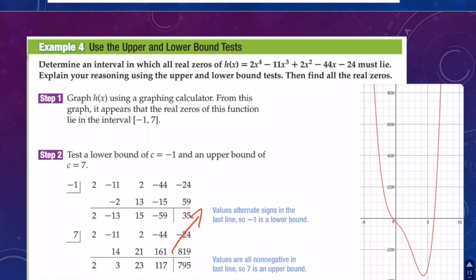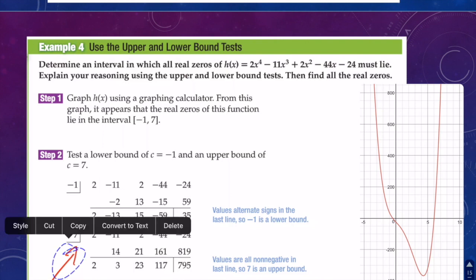If you understand how to use the lower bound test, you will see that you'll get alternating signs of positives and negatives. And you even have to kind of understand that business of where it says alternating non-negatives and non-positives. So keep that in mind. So we're also testing then a lower bound of c equals -1 and the upper bound of c equals 7. So here's the test for c equals 7. So there it is, 7. And notice that that bottom line now is 2, 3, 23, 117, and 795. All of the values are non-negative in the last line. And so, since that's the case, 7 is an upper bound.